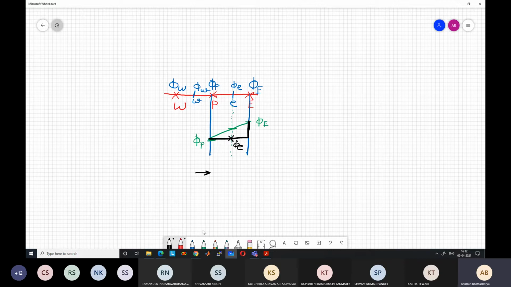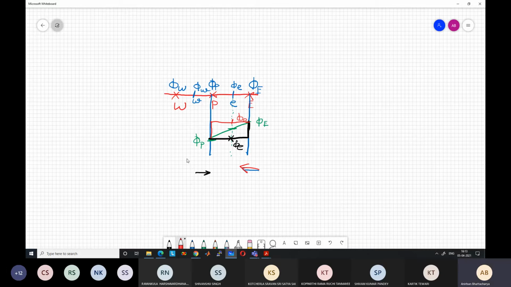On the other end, if the flow is from the other direction, we assume that it looks like this. Let me just use another color. Because the flow is from this direction, this entire variation is equal to phi E, and then there is a sudden drop to phi P. So in that case, the interface value phi small e is equal to phi capital E. Up to this point, is it clear?